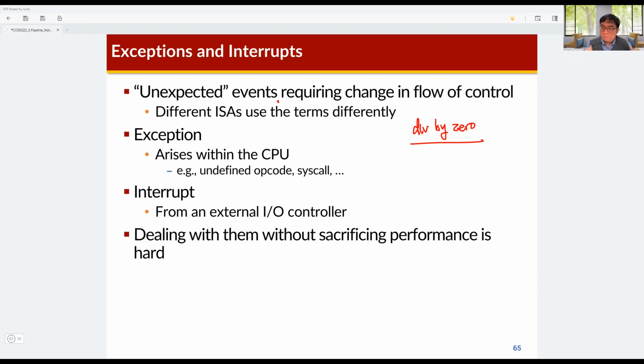So this unexpected event, in order to handle this unexpected event, the computer processor needs to support exceptions. Okay.